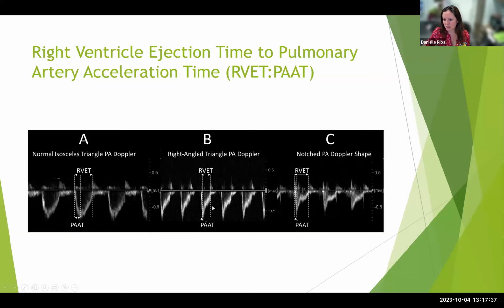Who knew that we were going to be using geometry this far into our careers, right?